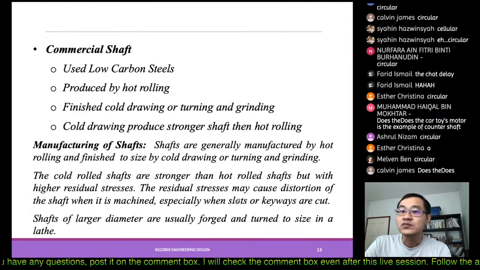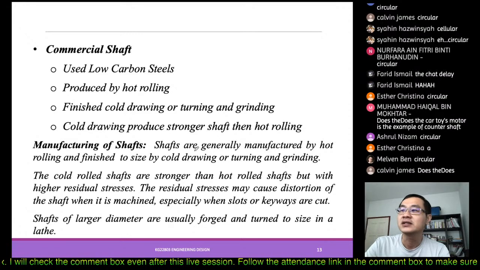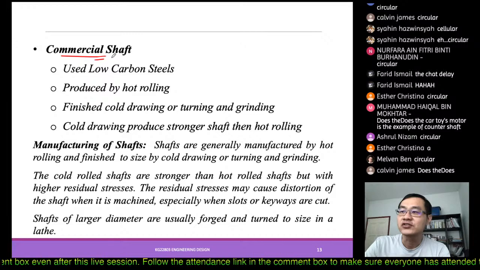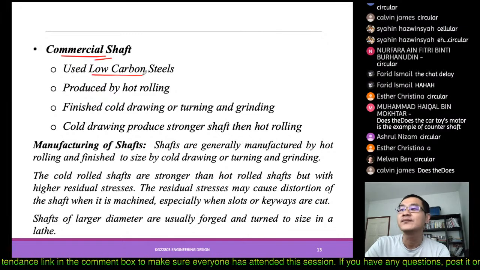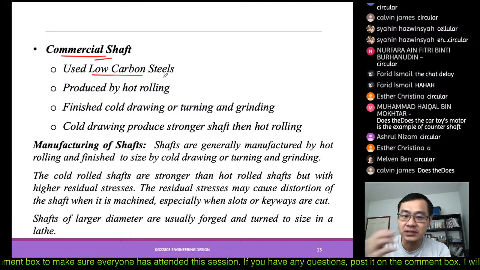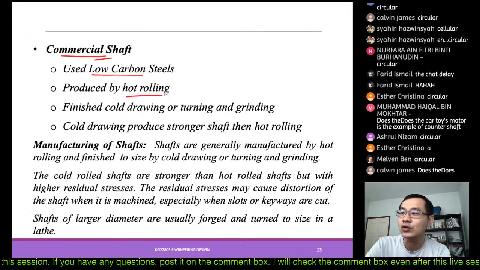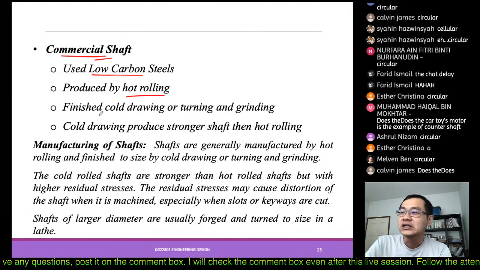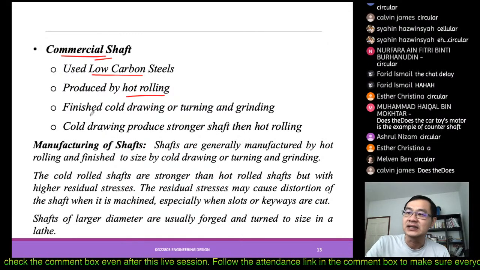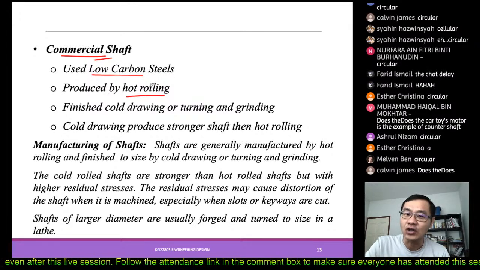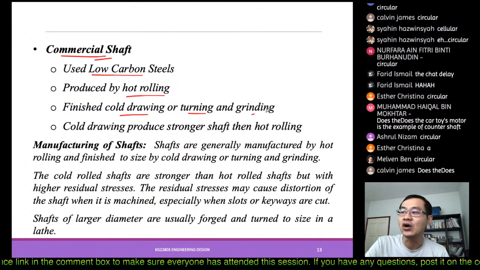So also we will have a commonly commercial type of shaft. In the commercial type of shaft, it is usually a low carbon steel. And in this low carbon steel, how we produce the shaft, it can be produced by either hot rolling or cold rolling. But generally we will produce with the hot rolling, and then we finish with the cold drawing or turning or grinding.